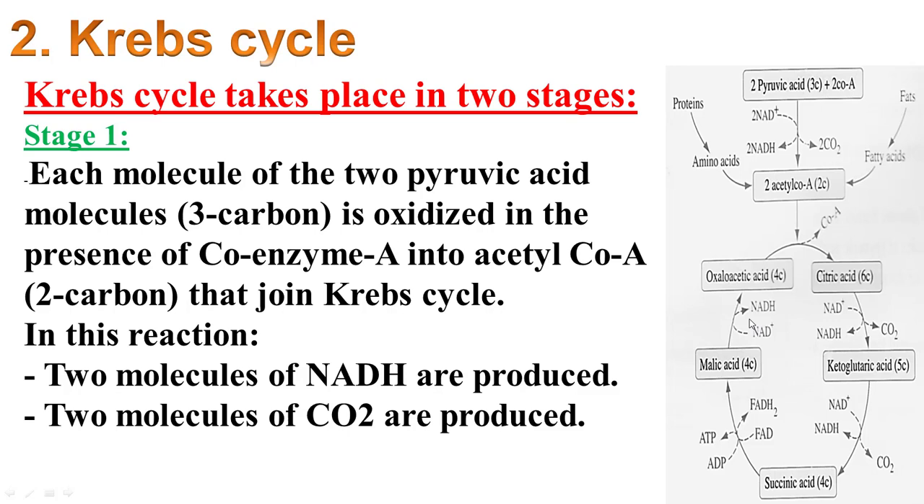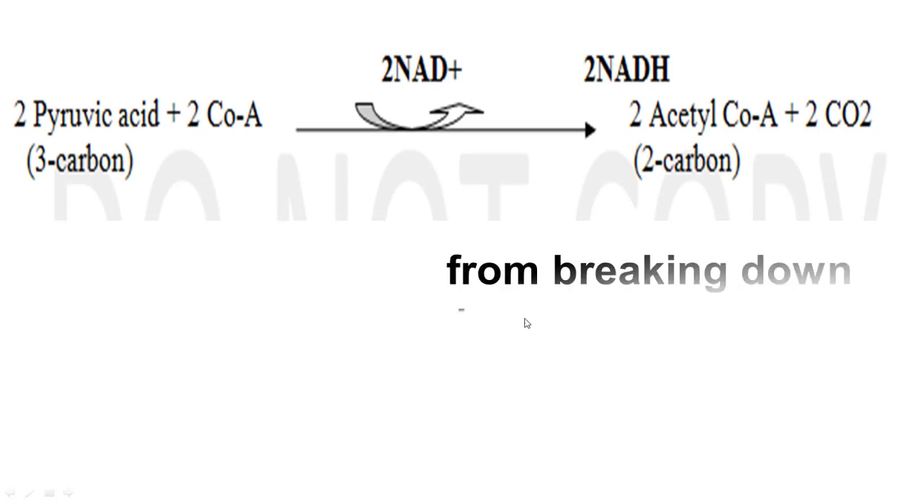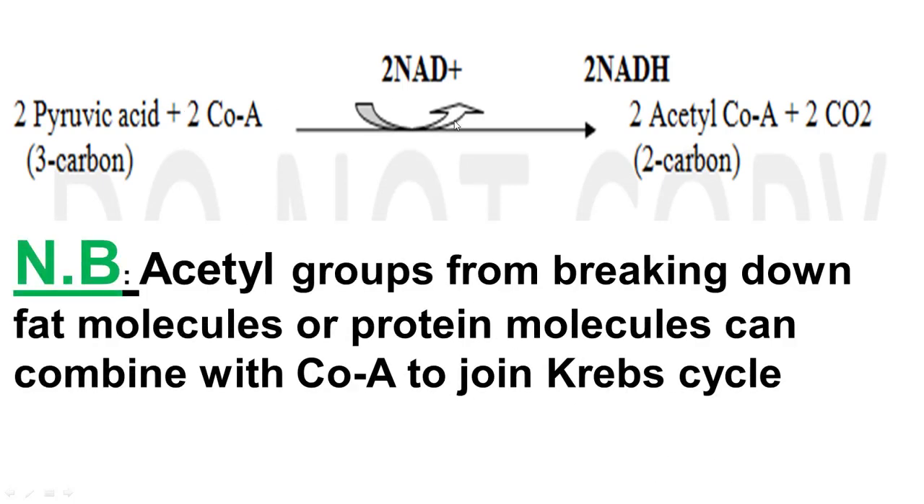Please focus on the number of NAD: 1, 2, 3, so 3 NAD. This is the first Krebs cycle, and you have 2 acetyl, so we have 2 Krebs cycles, 6 NADH total. Carbon dioxide is 1, 2, total 4. FAD 1, in total 2. ATP 1, in total 2. 2 pyruvic acid plus 2 coenzyme get 2 NADH, 2 acetyl coenzyme A and 2 carbon dioxide. This is a very important note.